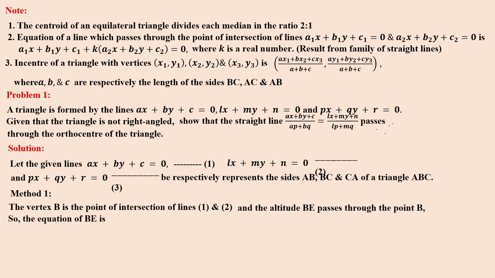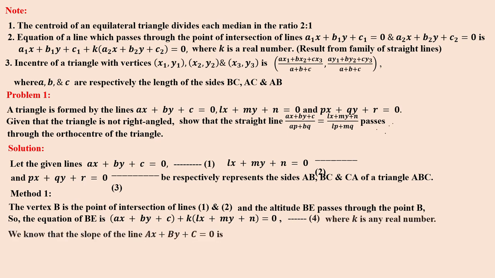So the equation of BE is Ax + By + C + k(Lx + Ly... Mx + My + N) = 0 by the above note number 2. That is equation number 4, where k is any real number. We know that the slope of the line Ax + By + C = 0 is m = -a/b. That is the formula.